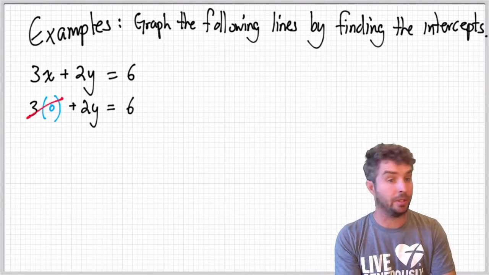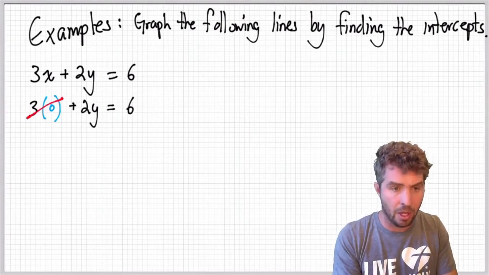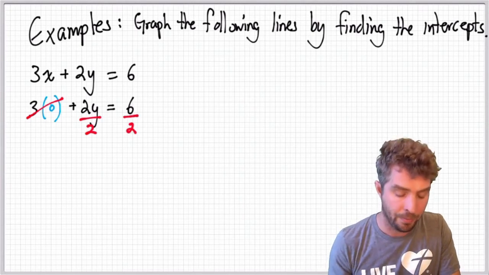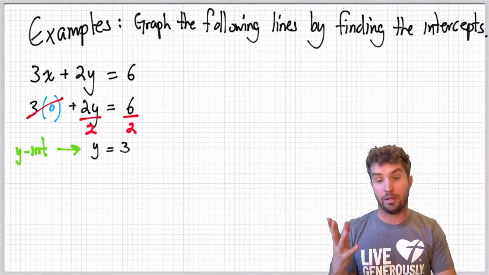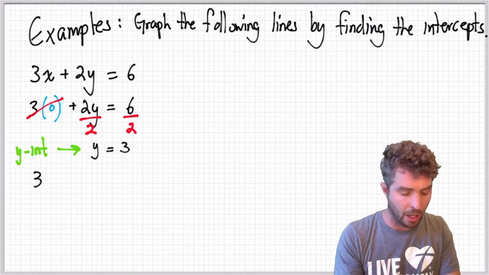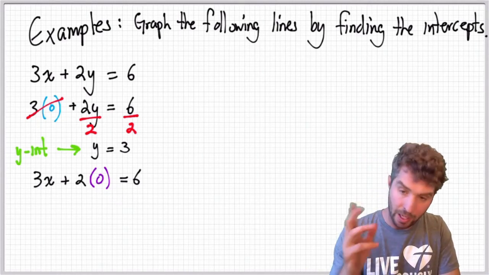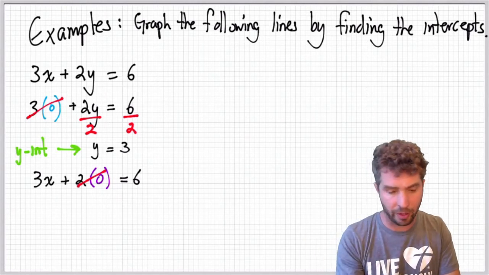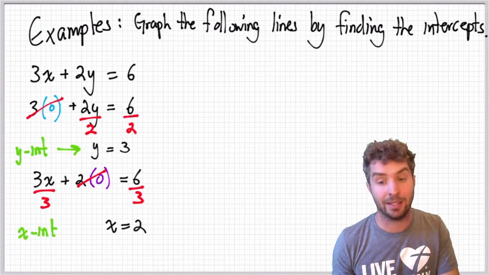And of course, 3 times 0 is 0, so that just kind of goes away. Anything plus 0 is the same thing, so we can just get rid of that. So we have 2y equals 6. We divide both sides by 2, and we get y equals 3. So our y-intercept is 3. That's where we're going to put a dot on the y-axis for that intercept. Okay, now similarly, we replace the y with 0, okay, over here in brackets again. 2 times 0 is 0, and we have 3x equals 6, so we divide both sides by 3, and we get x equals 2. So that is our x-intercept.